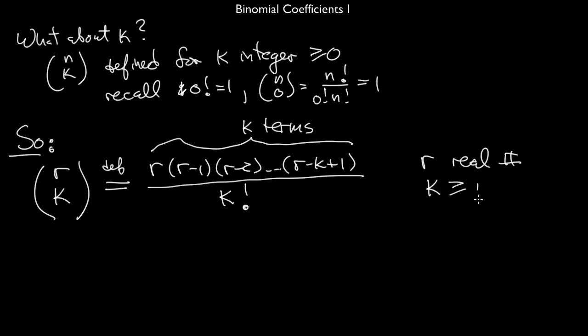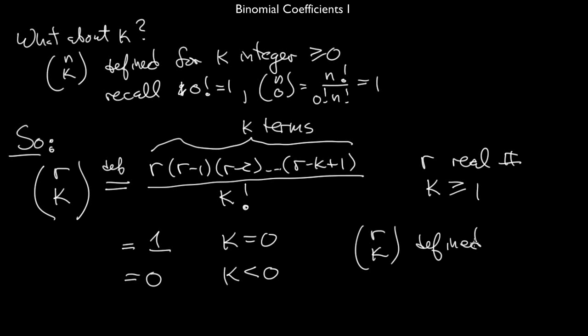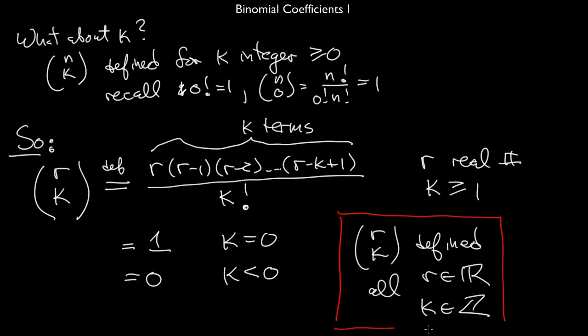And for this to make sense, you have to take k bigger than or equal to 1. But if k is equal to 0, you just define this number to be 1. And if k is less than 0, you define it to be 0. So the numbers R choose k are now defined for all real numbers R and all integers k. And this isn't just a formal game. These generalized binomial coefficients are actually quite useful, as we'll see in a moment.